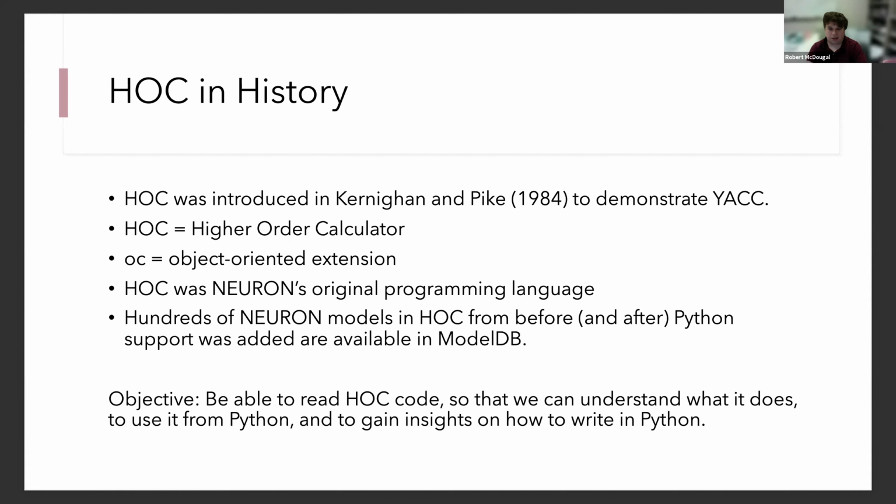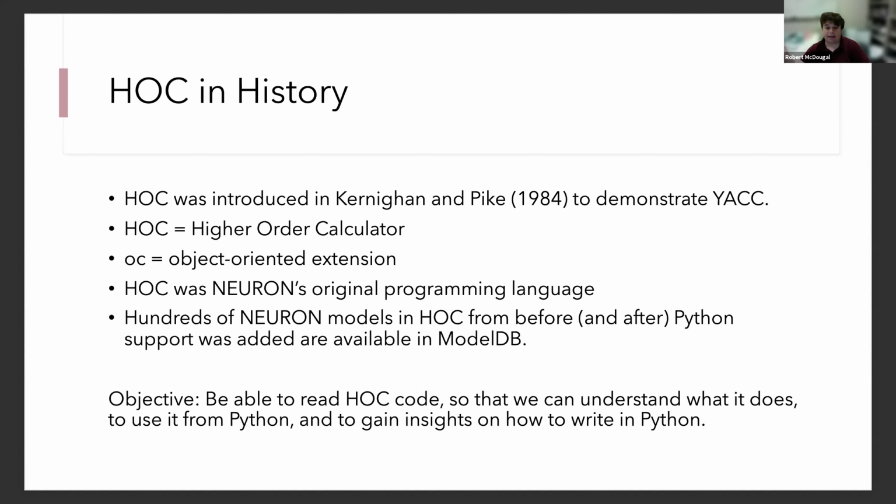And this was, like I said, NEURON's original programming language. It existed before Python. Hundreds of NEURON models in HOC from before, and honestly still after, Python support was added, are available in ModelDB. So we may stumble across some HOC code. If you're working in a lab that's been in the field for a long time, that lab may have existing legacy code that's written in HOC.